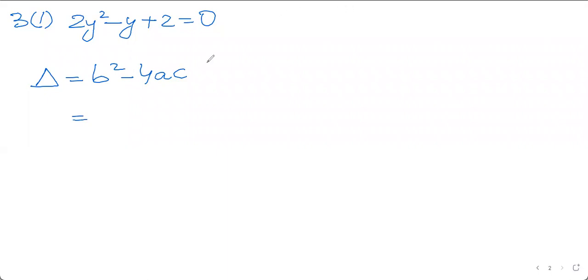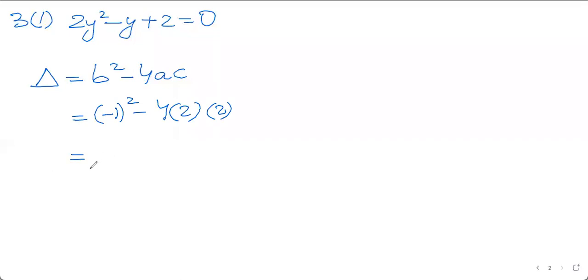Quickly tell me what is A here, what is B, and what is C. Speak or type. A is 2. Correct. B is minus y, so B is minus 1, not 1. And C is 2. Correct. So B is minus 1. So minus 1 whole square minus 4 into A, which is 2, into C, which is 2.